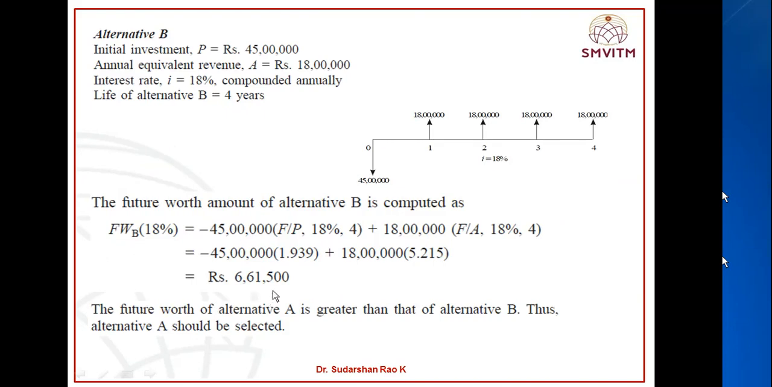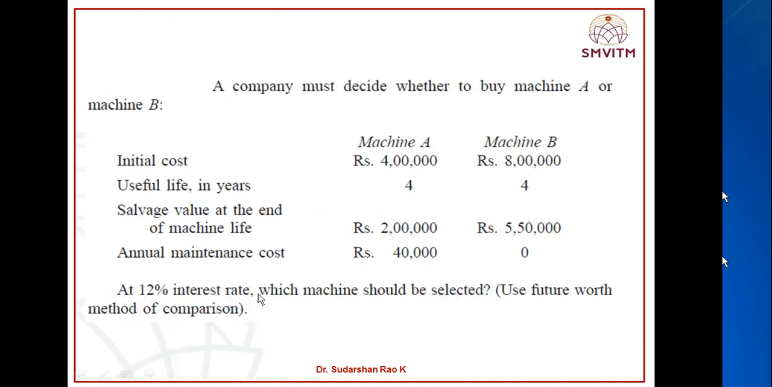Okay, the future value or future worth of this alternative A is more. Then the next problem, the second example. Okay, a company must decide whether to buy machine A or machine B.